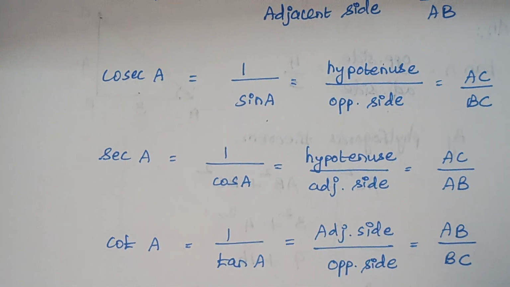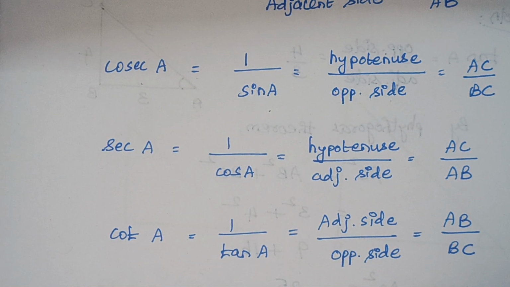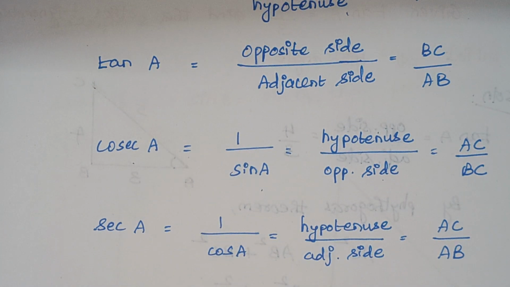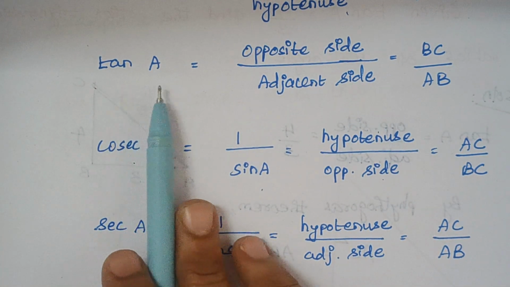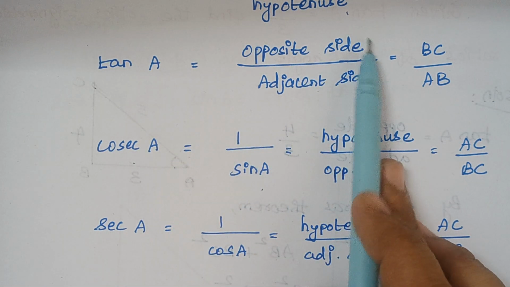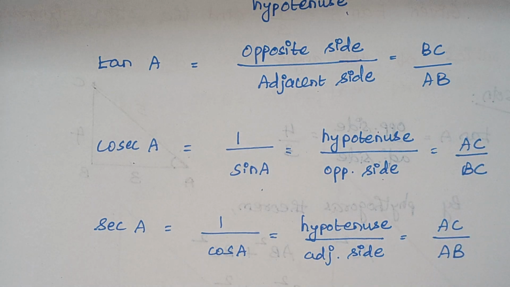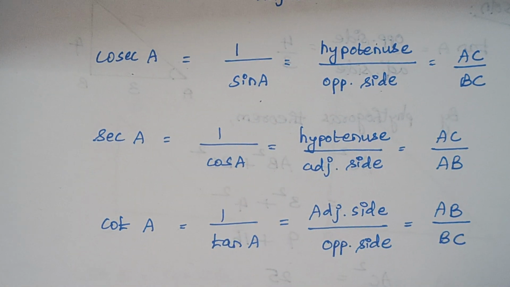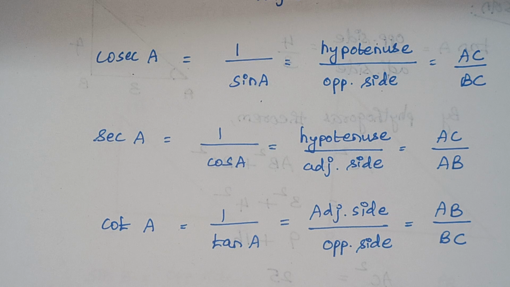And finally, we have cot A. So cot A is nothing but 1 by tan A. Here we have to take the reciprocal of this tan A part. So how can we write it? We can write it as adjacent side by opposite side, in other words, AB by BC. Right. So these are all the basic 6 trigonometric ratios which you should be aware of. Once you are clear with these ratios, then it will be very easy for us to solve the problem. Right.